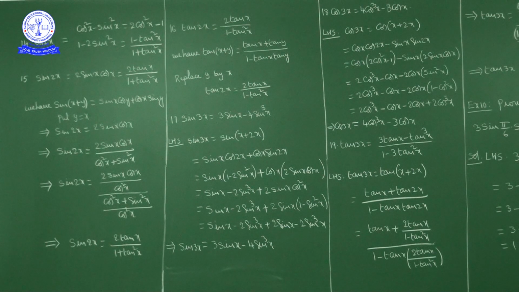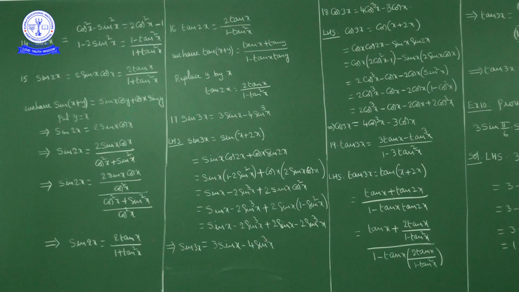Using that identity, sin 3x I will write as sin(x + 2x). That is sin x cos 2x plus cos x sin 2x. Cos 2x is replaced by 1 minus 2 sin square x, plus cos x into sin 2x, which is 2 sin x cos x. Multiply sin x here; cos x into cos x is cos square x. Further write cos square x as 1 minus sin square x. After simplification we'll get sin 3x equal to 3 sin x minus 4 sin cube x. So the sin 3x formula is 3 sin x minus 4 sin cube x.